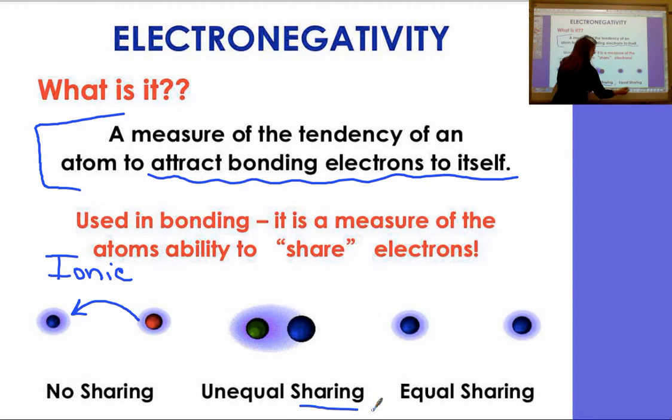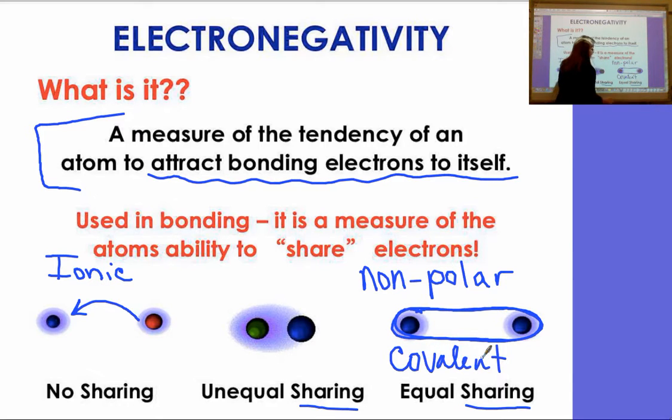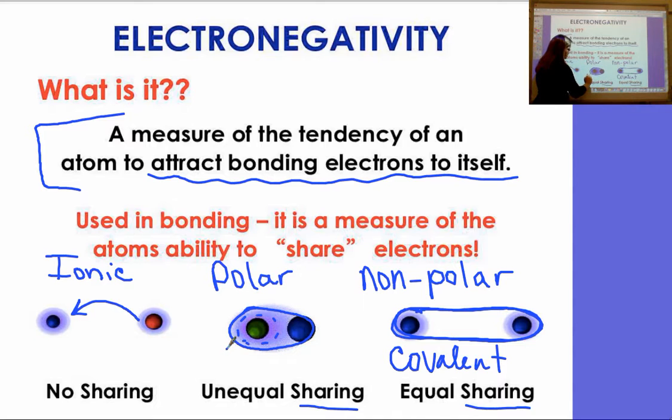Then you can have two different types of sharing. You can have sharing where this happens 100% equal. That is called a non-polar covalent bond. Or you can have unequal sharing, where in this case the green atom has the electron the majority of the time. It is called a polar bond, polar covalent bond.